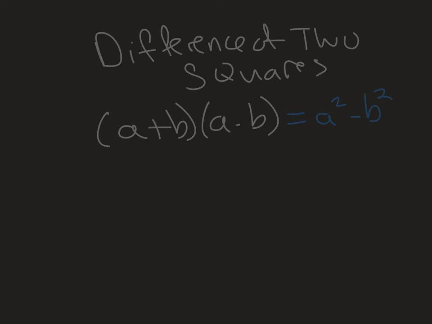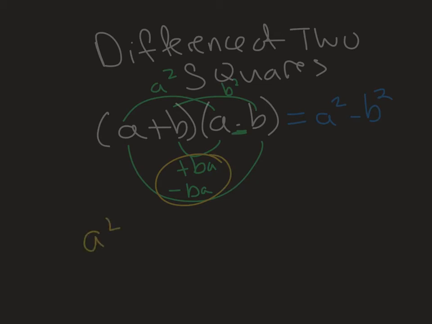So if we FOIL this, we'll still get our a squared on our first term, our b squared for these terms, a positive ab or ba here, and then we're going to have a negative ba or ab. Now you may notice these two terms right here, they will cancel. So if I write this out, I'll have a squared, and remember it's a minus b squared because we have b times a negative b. So negative b squared plus ba minus ba, which those will cancel to 0, leaving me just a squared minus b squared.